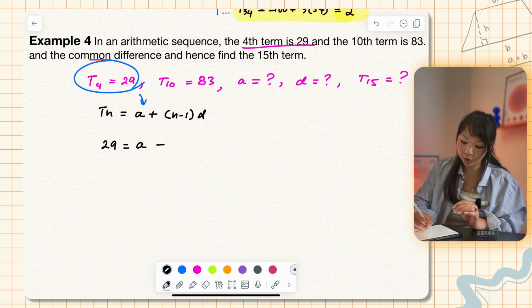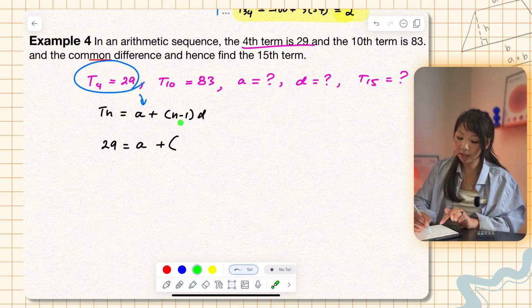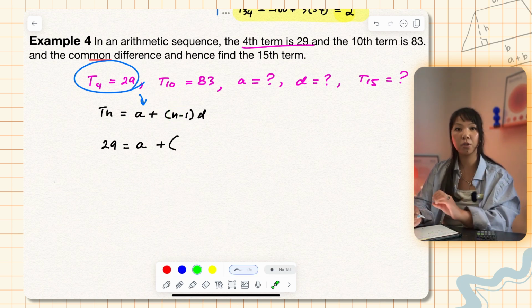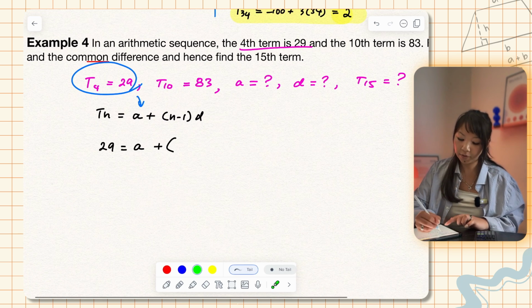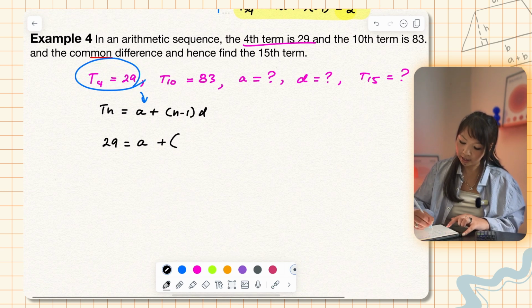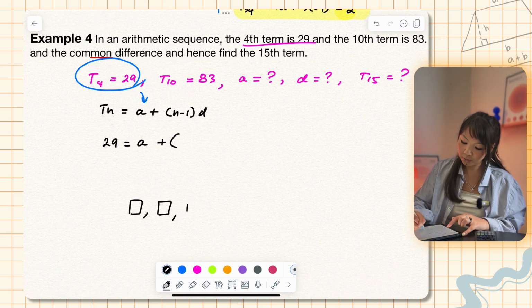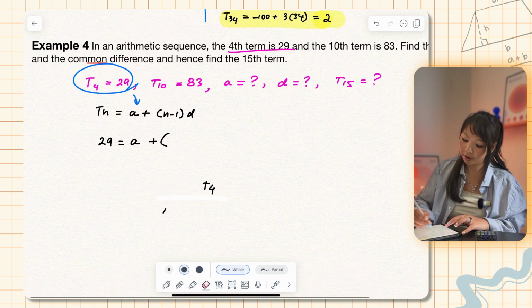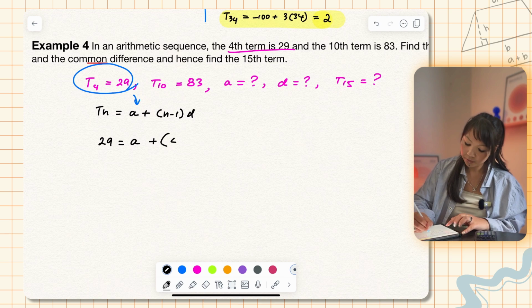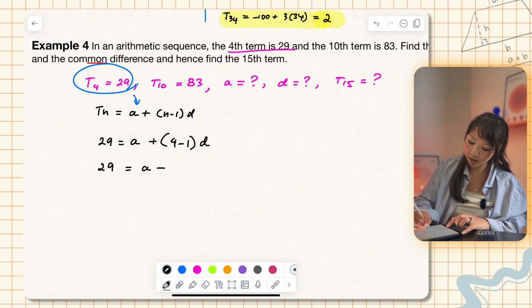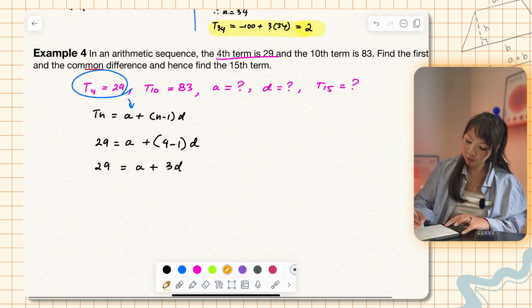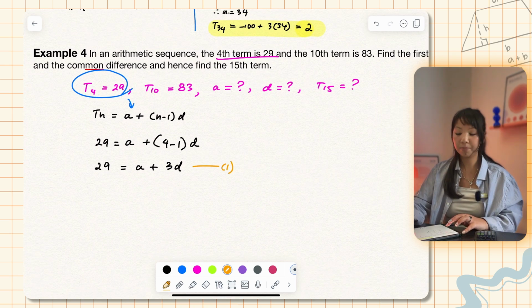a is unknown. The n value is the number that corresponds to that term. If T4 equals 29, it means that I have first term, second term, third term, and then the fourth term is 29. So n is going to be equal to 4 in that case. 4 minus 1 times d. So we get 29 equals a plus 3d, and that is going to be our first equation.